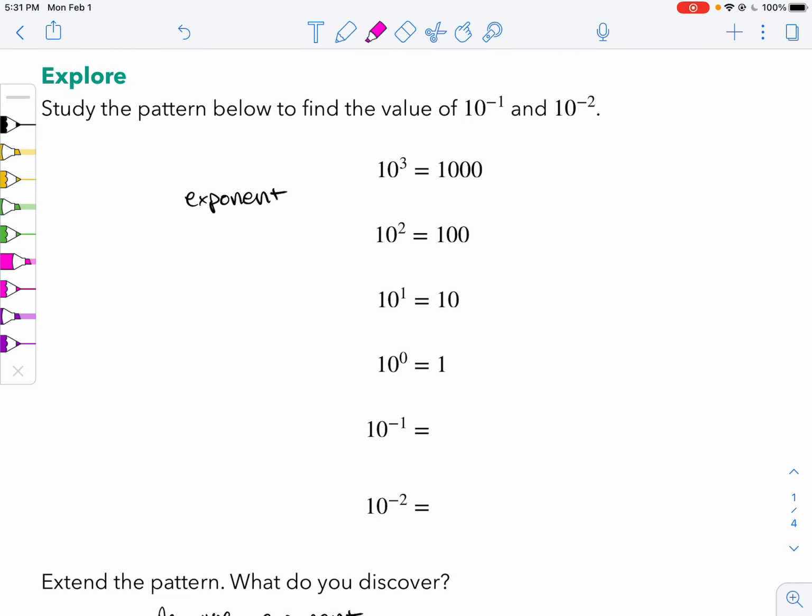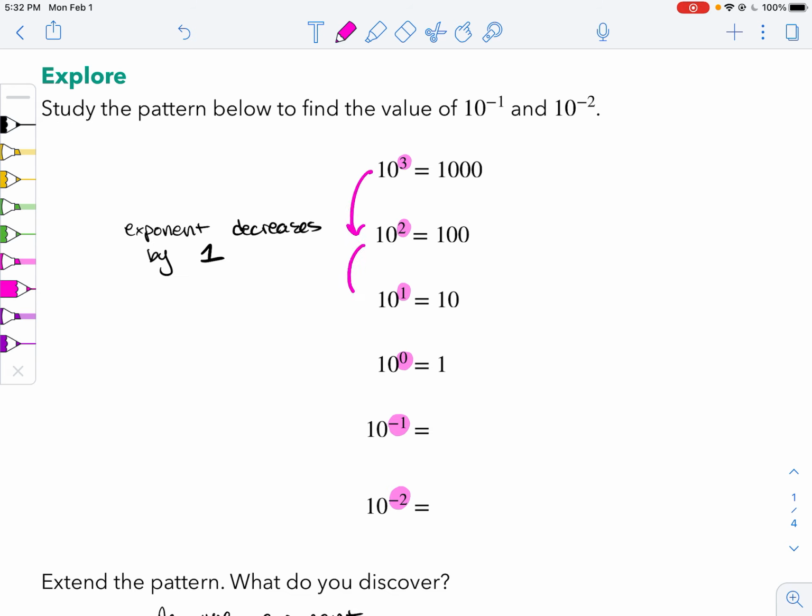As I look at the exponents over here, I notice they go 3, 2, 1, 0, -1, -2, and so on. So the exponent each time decreases by 1. Decreases means goes down by 1 on each step. Each time 3 goes to 2, 2 goes to 1, 1 goes to 0, and so on.